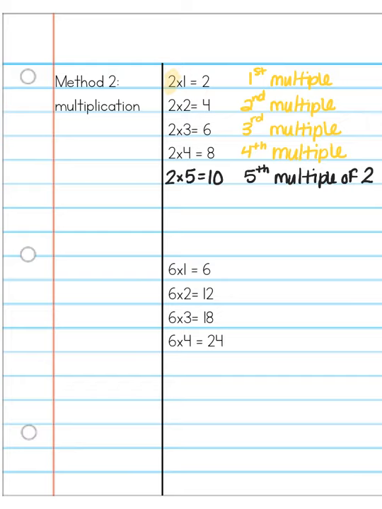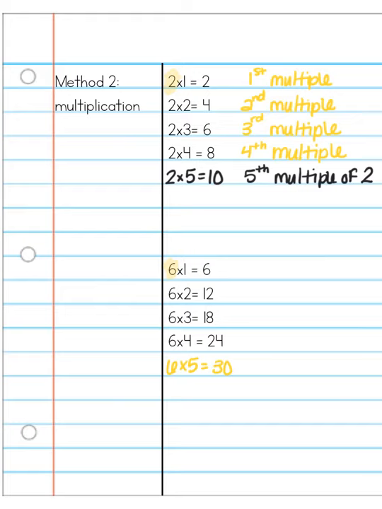Now let's look at the next example. We're finding multiples of 6. So 6 times 1 gives me 6, which is the first multiple. 6 times 2 gives me 12. So 12 is the second multiple of 6. 6 times 3 gives me 18. So 18 is the third multiple of 6. 6 times 4 gives me 24. So that means that 24 is the fourth multiple of 6. If I do 6 times 5, that gives me 30. So 30 is the fifth multiple of 6.